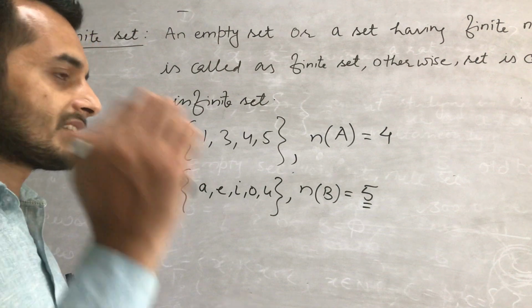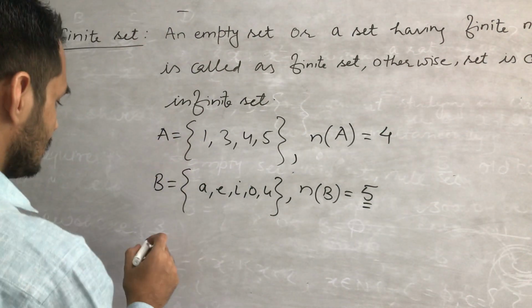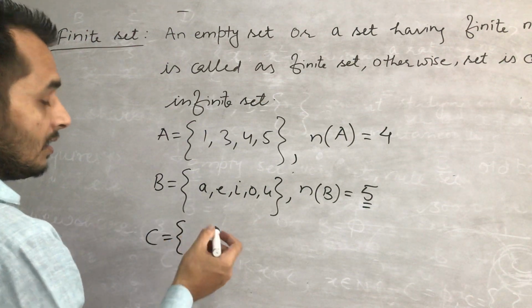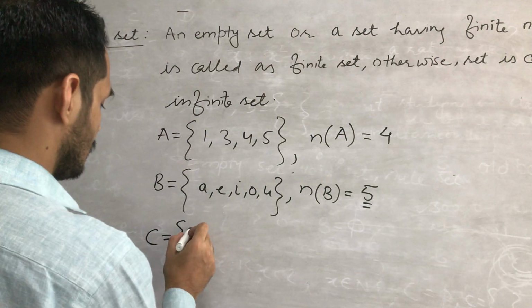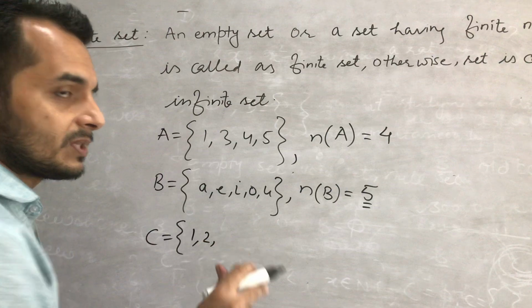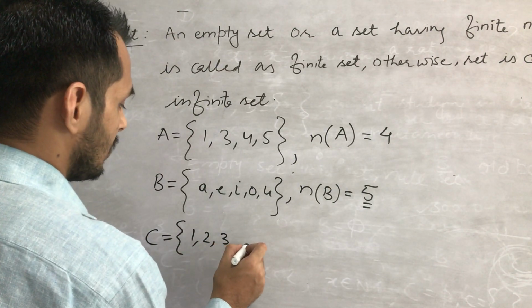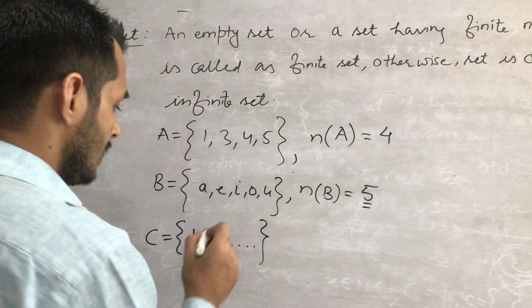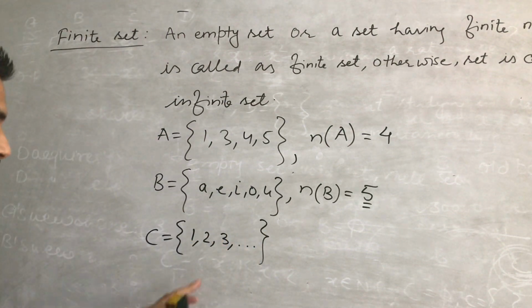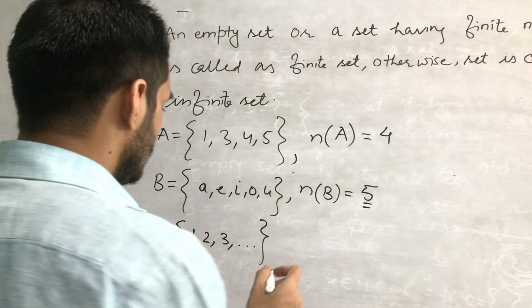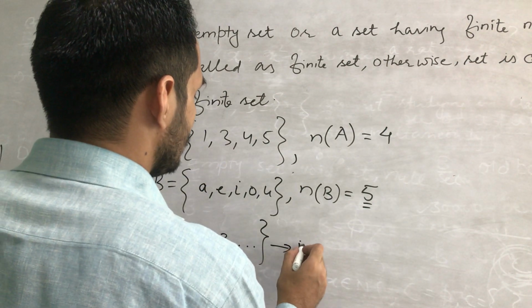Okay. Now let's take another example. Let's say set C, and I say all natural numbers. So C is my set of all natural numbers: 1, 2, 3, dot, dot, dot. Okay. Can you count the number of elements in this set? No. So this set will be called my infinite set.